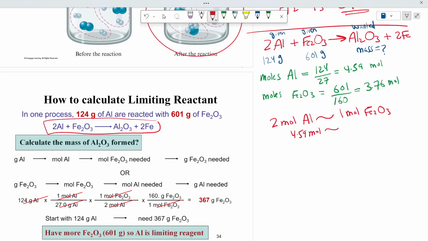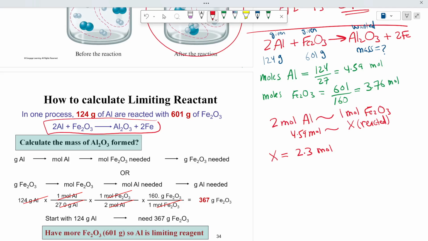It will be here in the left side, and here is X. In all limiting reactant problems, when you write X, directly in brackets write reacted. These are the reacted moles of iron 3 oxide. By cross multiplication, X equals 4.59 times 1 over 2. Then this will be about 2.3 moles.